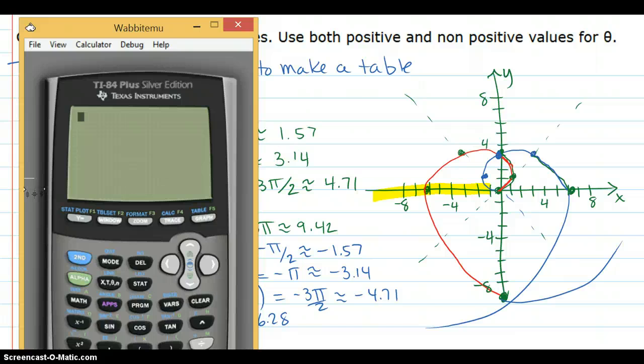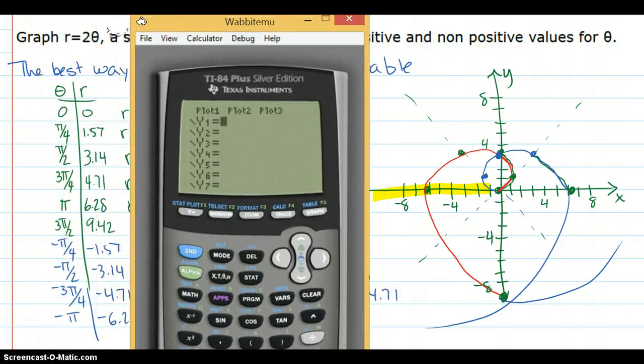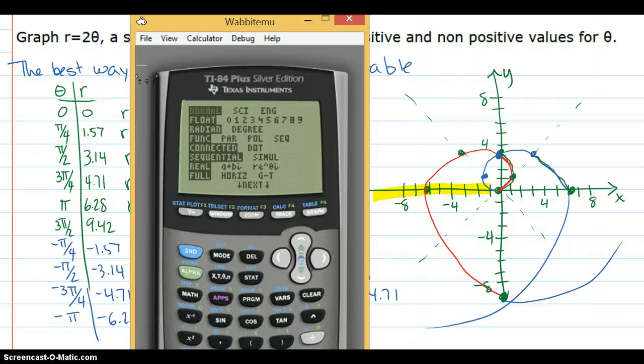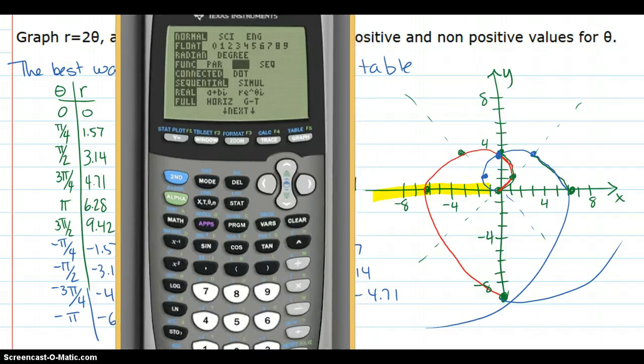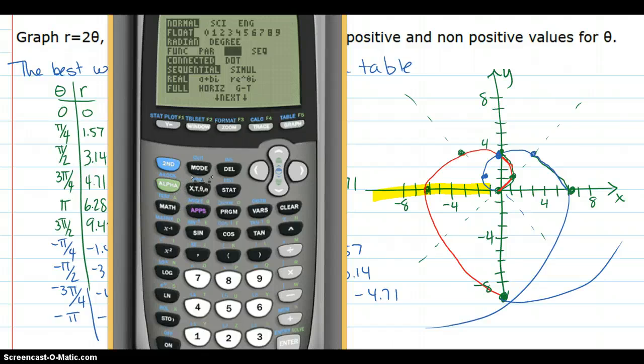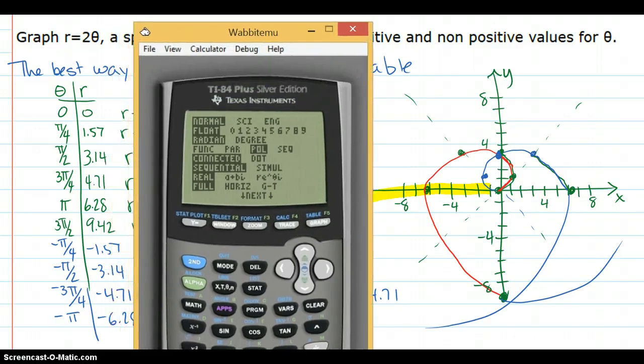You could use a graphing calculator to plot these. This is not necessary, but if you do happen to have a graphing calculator and want to see how to do it: if you go to y equals, it doesn't have r's here, but our equation is with r's. So you have to click on mode and make sure you're in radians, and you see here they have polar. I'm going to scroll down to polar and press enter. That should do it.